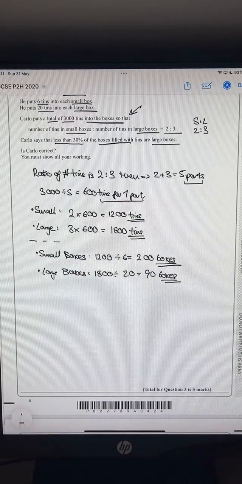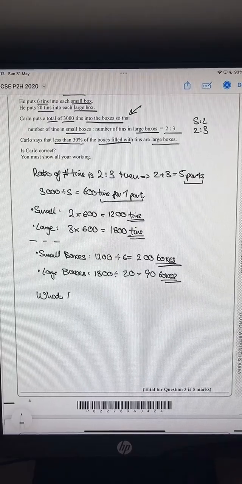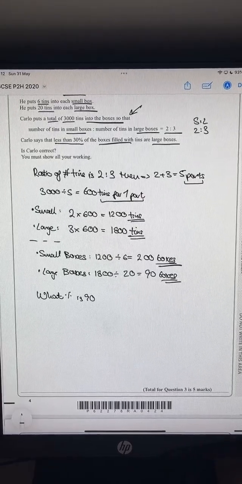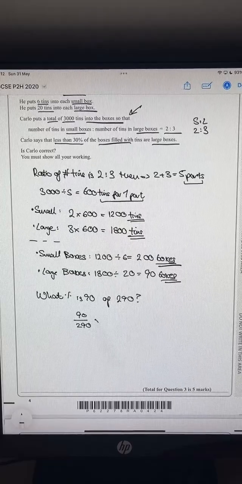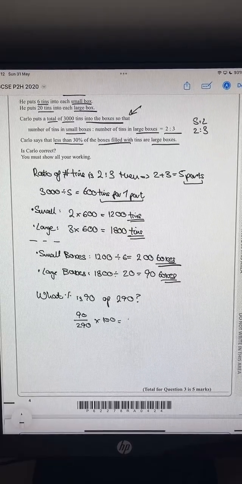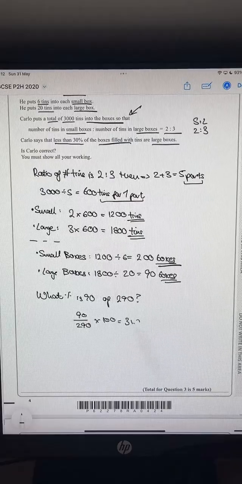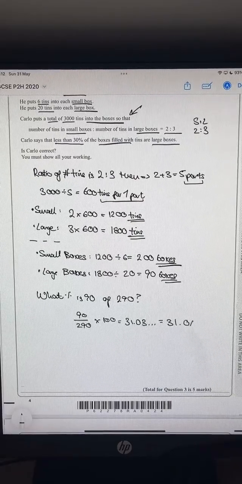Carlos says that less than 30% of the boxes filled are large. Well, I need to find, is 90 less than 30% of the total number of boxes? So what percentage is 90 of 200 plus 90, my total number of boxes? That's simply 90 divided by 290 times 100. And when I put that into my calculator, I get 31.03 and so on, which is roughly equal to 31.0% to 3 significant figures, which I've rounded.